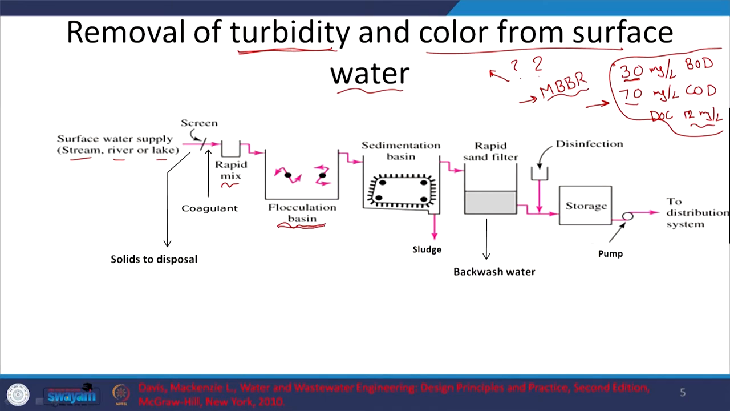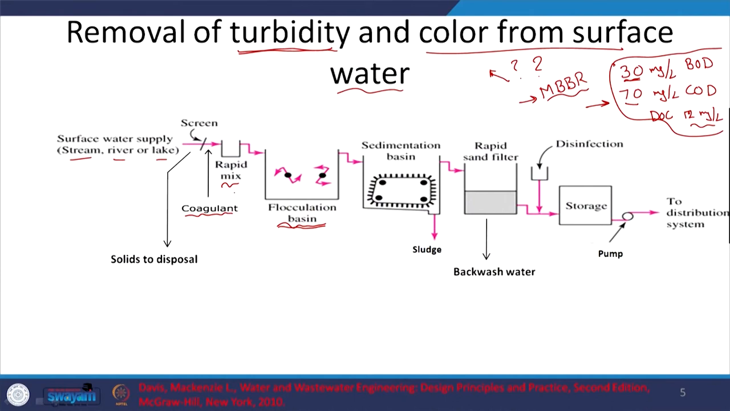Once the bigger flocs are formed, you will have a sedimentation basin where we use gravity, let's say, our friend, to remove these bigger suspended particles or the flocs from the water, right? And obviously here we are decreasing the turbidity. Those particles that are too small to be settled out, what do we want to do? We want to form flocs. To form flocs, we want to see to it that the particles come together.